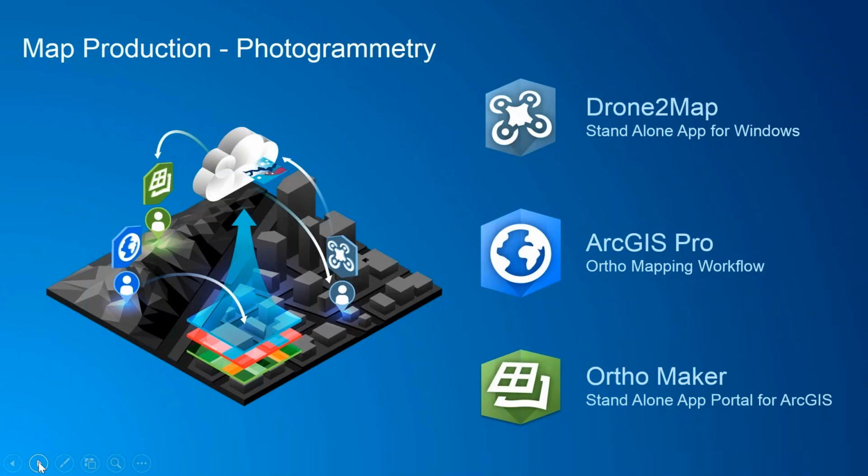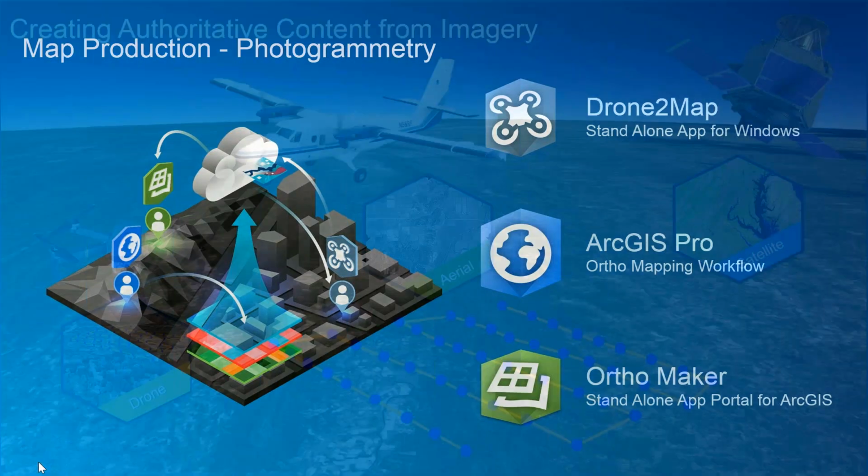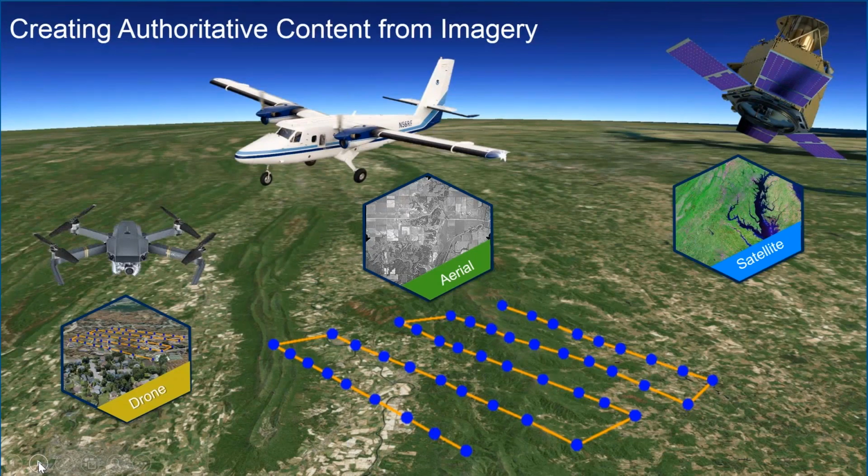And the 3 products that we have that do this are Drone to Map, which is a standalone app, ArcGIS Pro, which has the complete ortho mapping workflow embedded in it, and our new OrthoMaker software, which is designed to work. It's a thin app that works with Portal for ArcGIS and the image server that lets you do massive photogrammetric processing in the cloud. And of course, this is all about creating authoritative content from the different sources, whether it be drones, aerial, or satellite. And that's where we focused as a group.